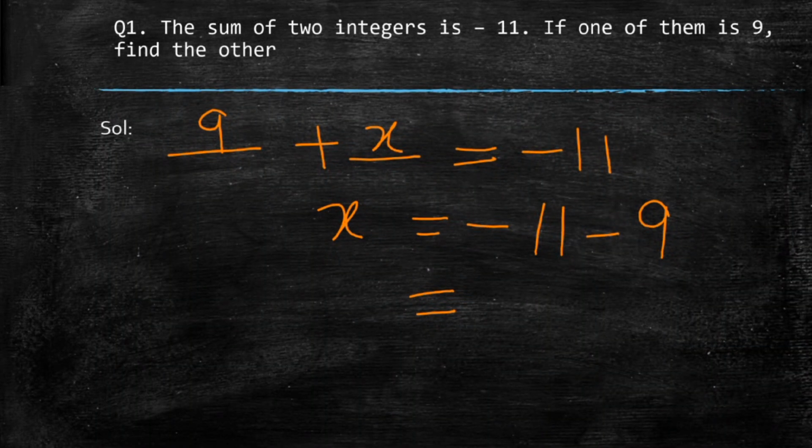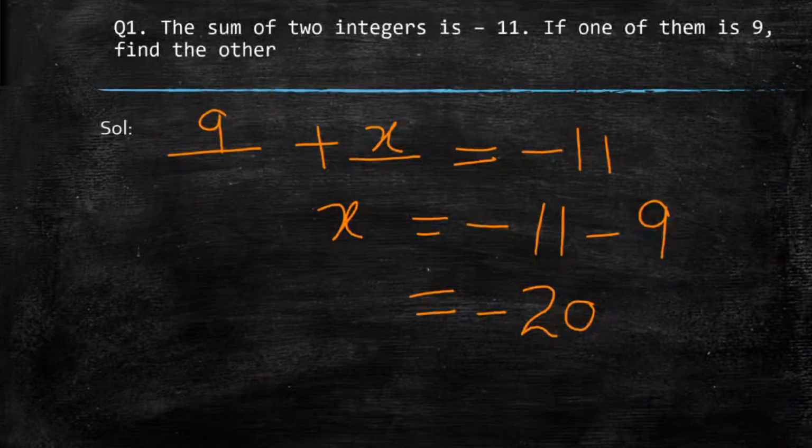Minus 11 minus 9. Again, we are having the rule of integers when we are having two negative numbers. Minus 11 minus 9. So, minus minus plus. Here we are going to add. So, 11 plus 9, which is 20. And the sign would be minus. Minus minus plus, sign would be minus.